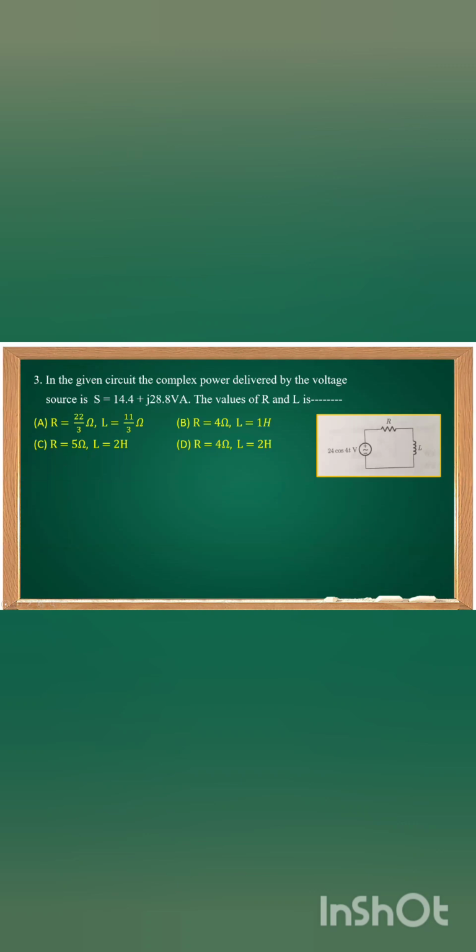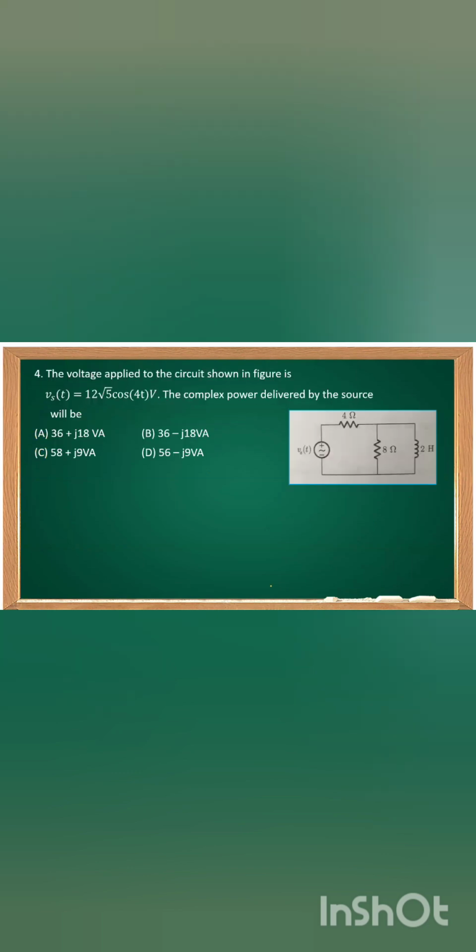Next. In the given circuit, the complex power delivered by the voltage source S equals 14.4 plus j 28.8 volt ampere. The values of R and L are to be calculated. Can you try this? This I am leaving for you. Check it. This is homework for practice.